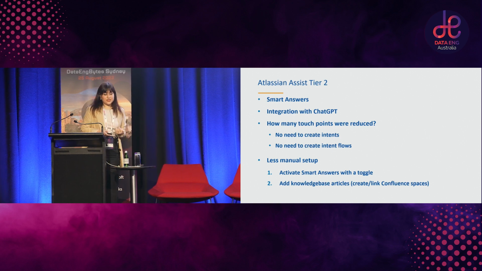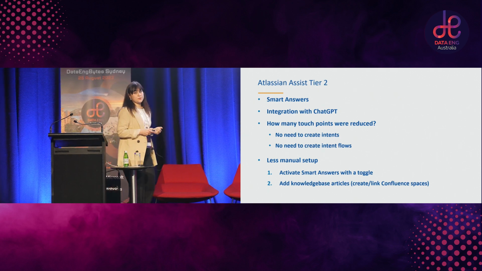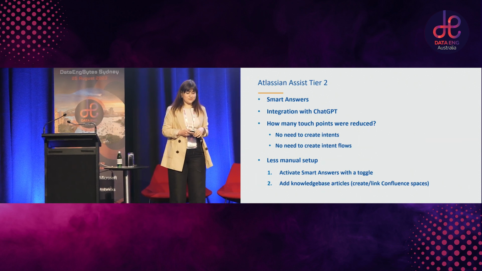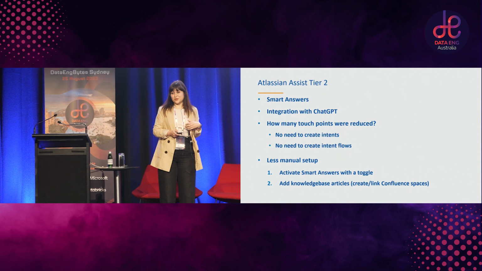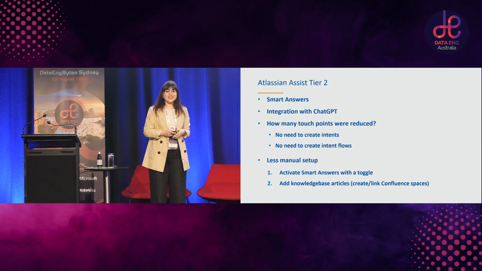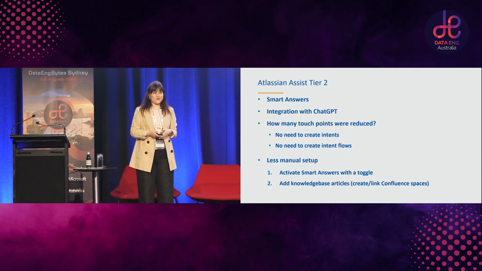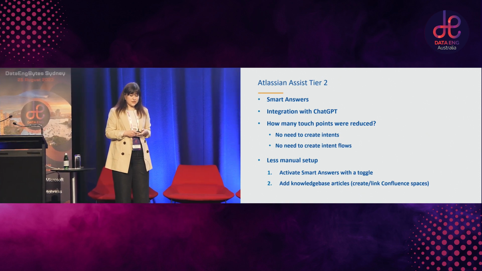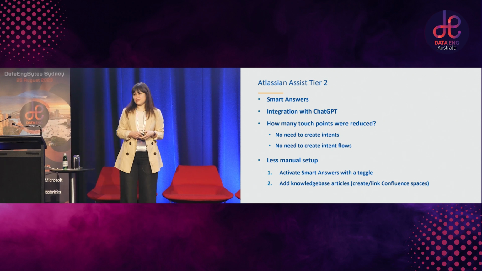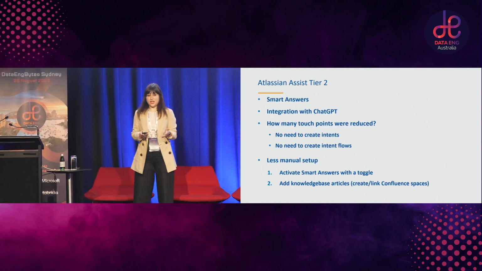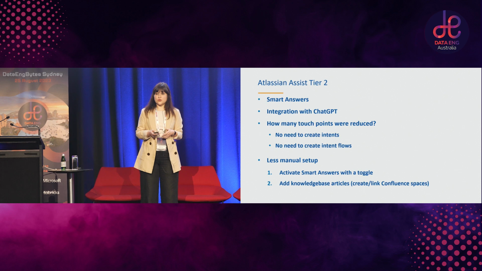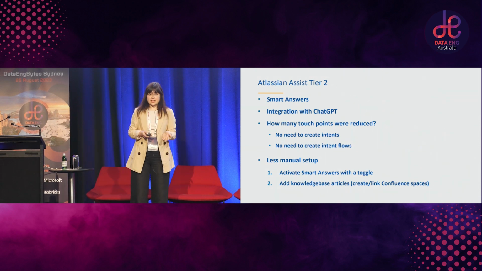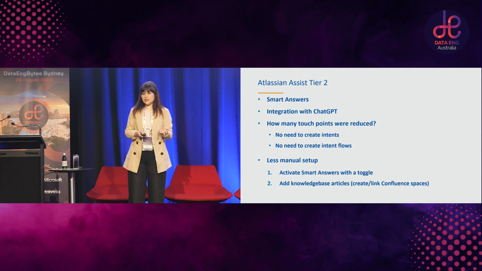So tier 2 is obviously the ChatGPT integration. Last year when GPT came out, a lot of people and businesses have been impacted. We were not excluded, so we also had to integrate it with our product. It does resolve a lot of the manual configuration, like the pain point that you had with building your own model. So you basically don't need to define any intent.